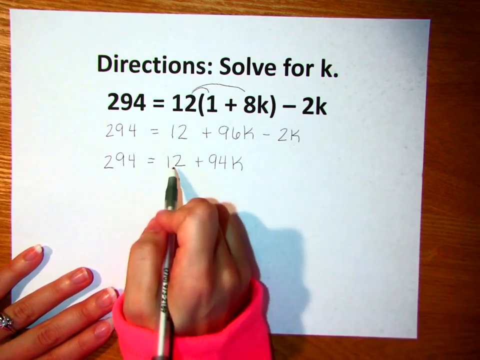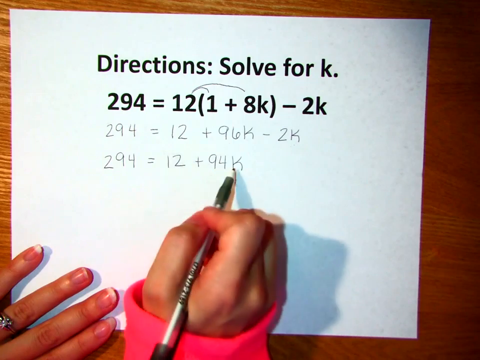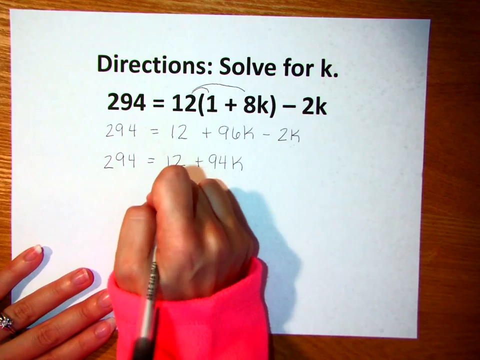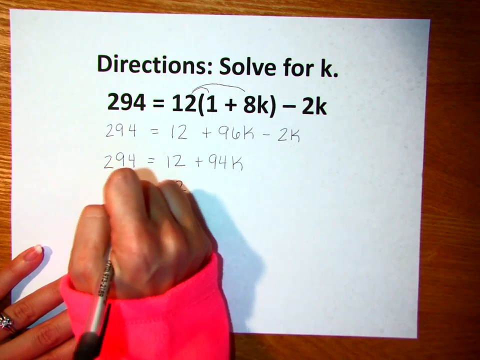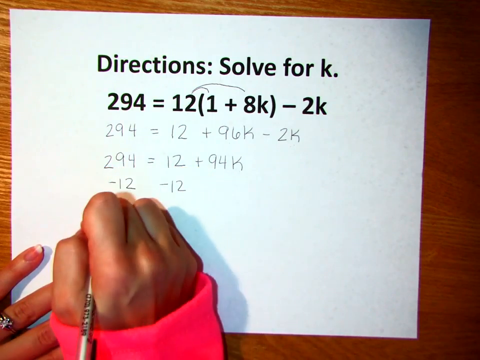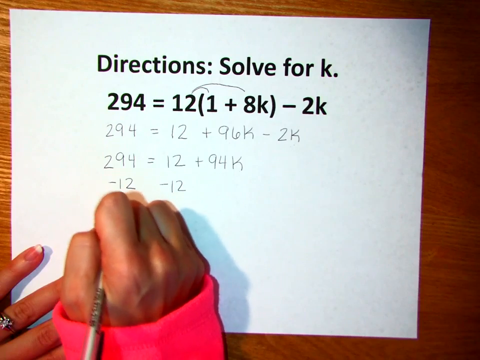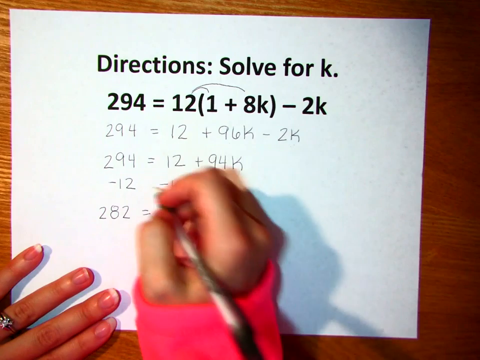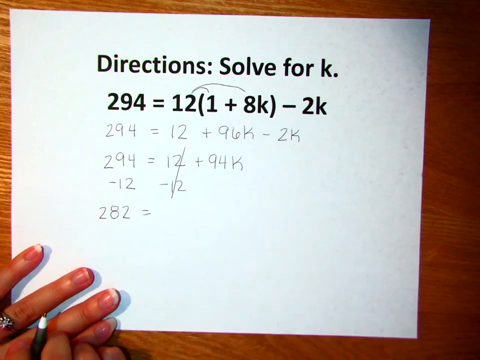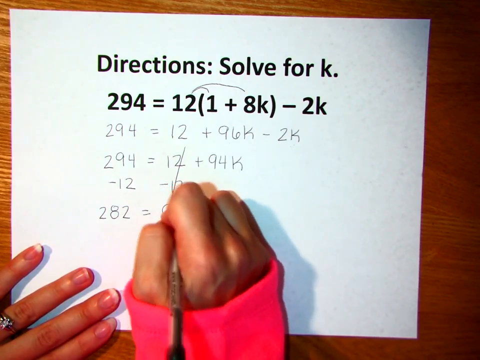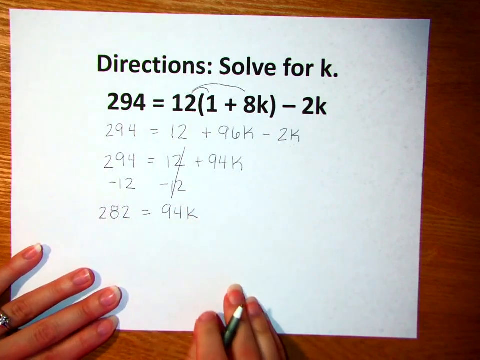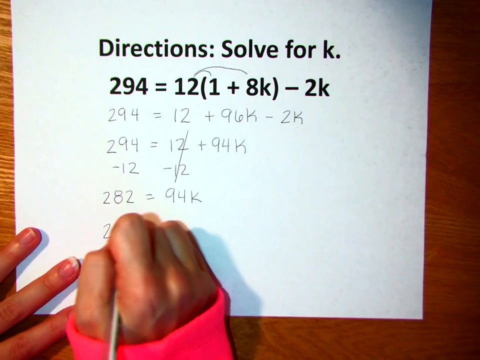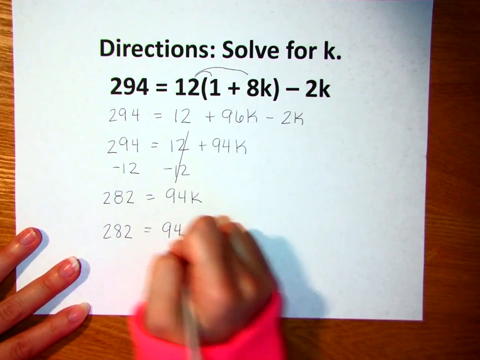Now I want to move this 12 because we always want to add or subtract the constant, the number that's all by itself, away from the variable. So we're going to subtract 12 from both sides. And then that's going to leave me with 282 equals, these 12s will cancel. And it leaves me with 94k. So now, what that means is I have 282 equals 94 times k.